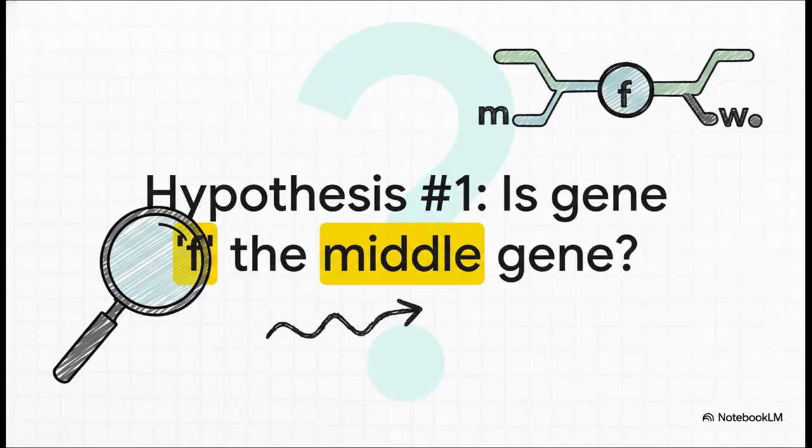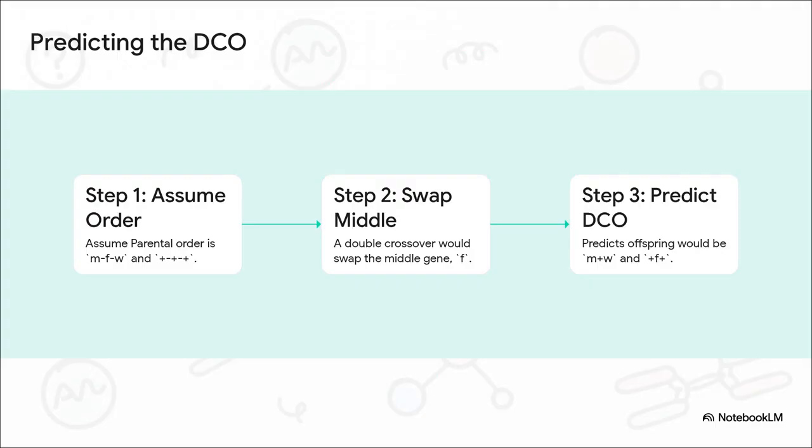Let's bring in our first suspect, gene F. We're going to assume, just for a moment, that the correct gene order is MFW. Okay, let's predict the outcome. If the parental chromosomes are M-F-W and +++, a double crossover event always swaps only the middle gene. That's the rule. The genes on the ends, they stay put.